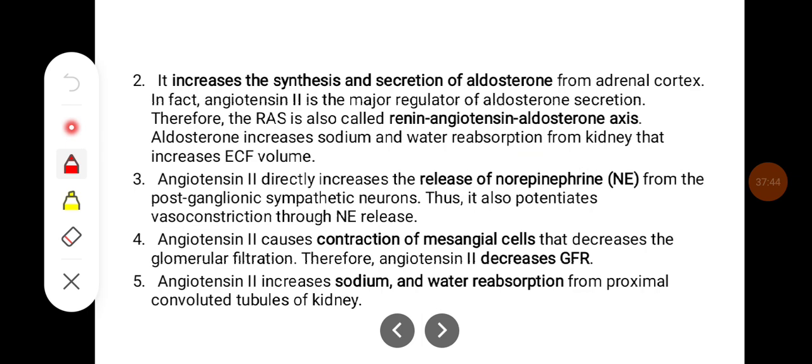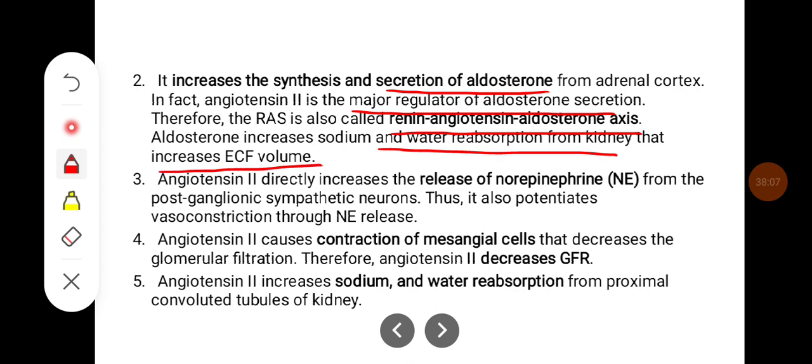It increases the synthesis and secretion of aldosterone from the adrenal cortex. In fact, angiotensin 2 is a major regulator of aldosterone secretion. Therefore, the renin-angiotensin system is called the renin-angiotensin-aldosterone axis. Aldosterone increases sodium and water reabsorption from the kidney, which increases the ECF volume.